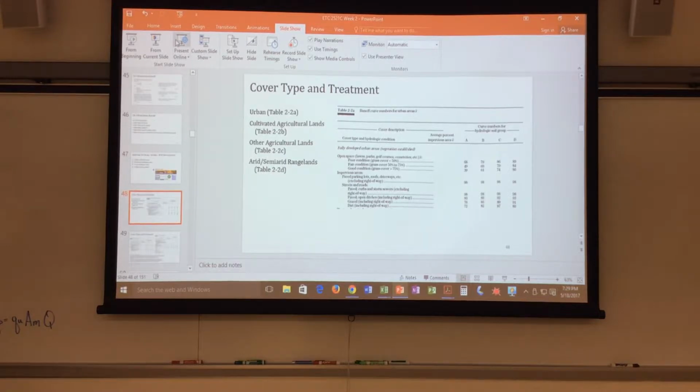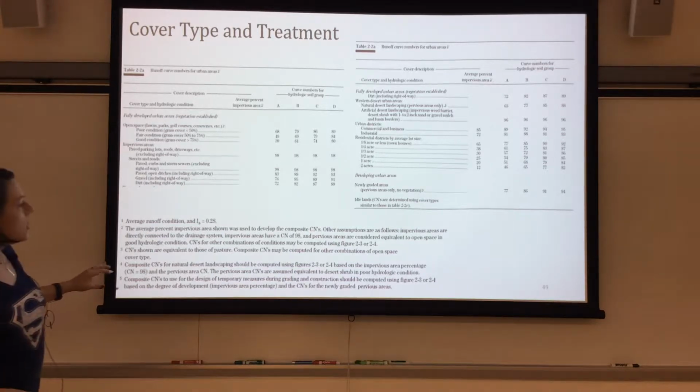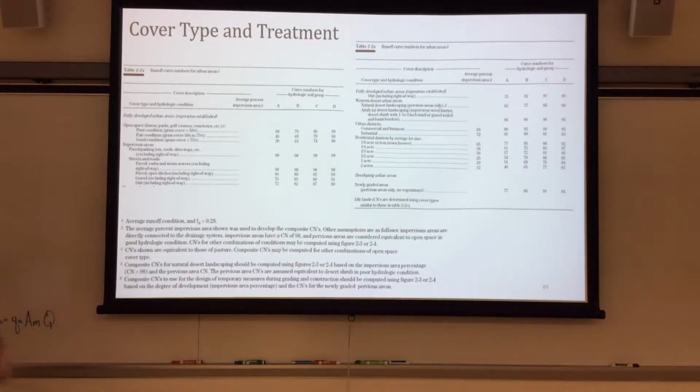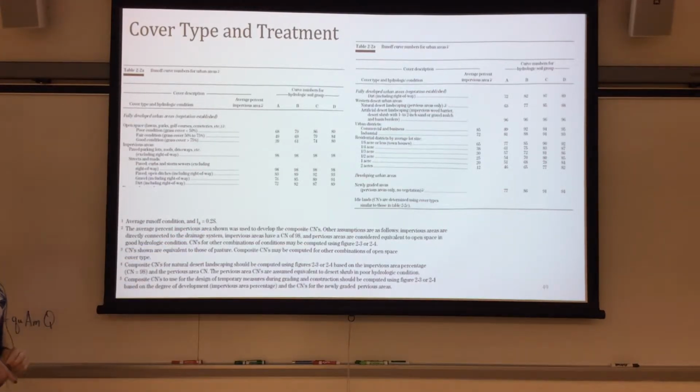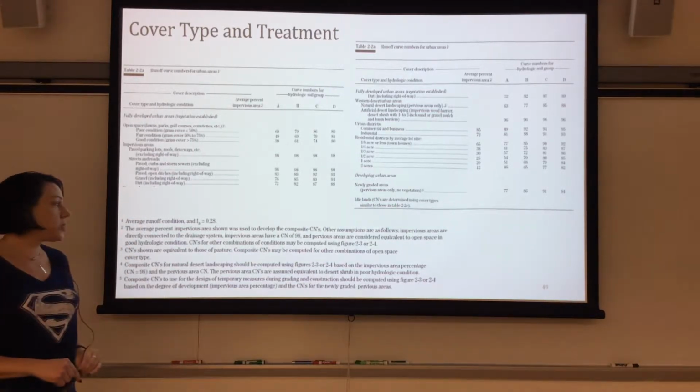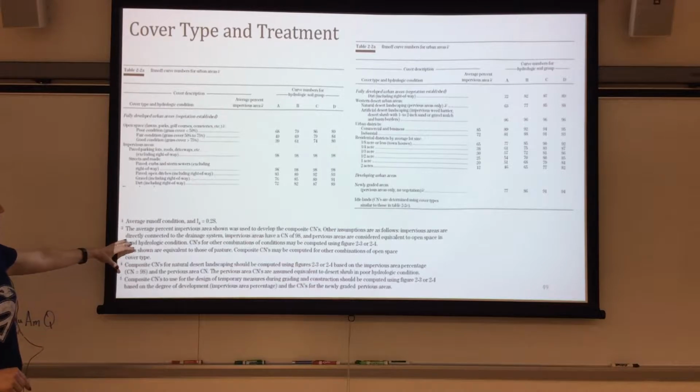Now, you also need to take a look at the information that's below it. It's saying the average runoff condition in this is Ia is equal to 0.2S. So we've already talked about that in the equation. It says the average percent impervious area shown was used to develop the curve numbers. Other assumptions are as follows. So you have to take a look at all these conditions that they are applying.